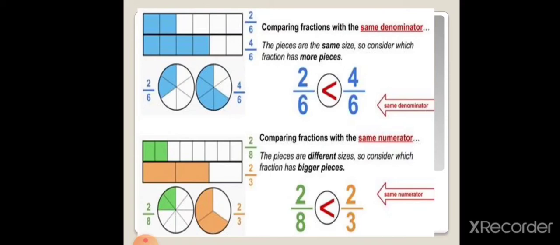We have here the fractions 2/6 and 4/6. What can you see here? You can see 6 as the denominator of the two fractions, here 6 and here 6. How can I compare between them? We can look at the numerator, and the fraction that has the greater numerator is the greater fraction. So 4/6 is greater than 2/6.